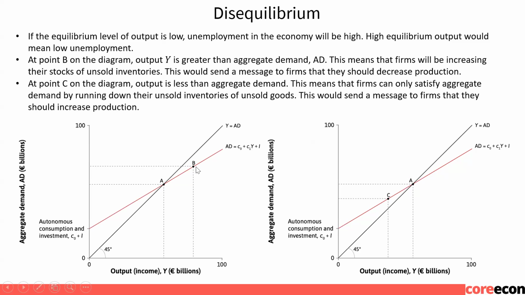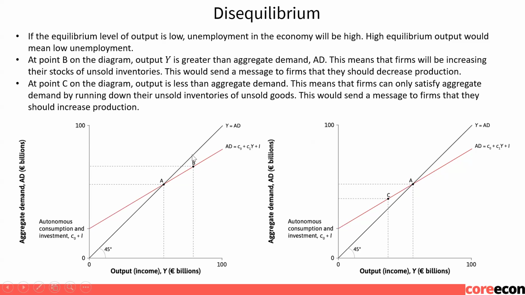So at point B, we see the output is greater than the aggregate demand, right? So the corresponding output is more than aggregate demand. That means we produced more than what is demanded in the economy. And this will also mean that we will have a stock of unsold inventory, right?